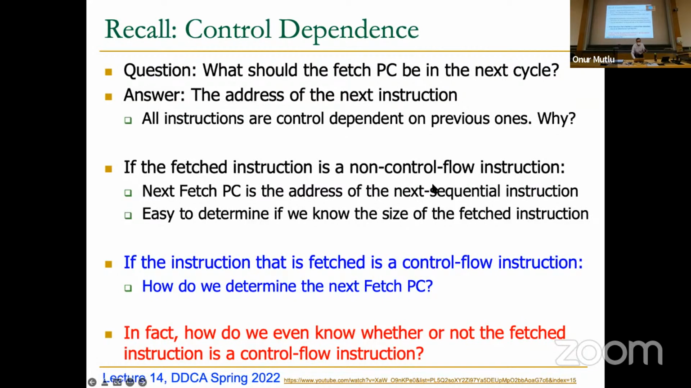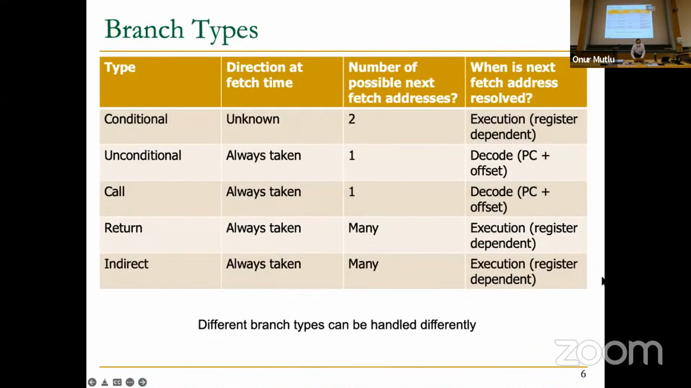Okay, so we're not going to tackle the instruction size problem. We're going to assume fixed size instructions, but we're going to tackle the branch control flow instruction problem. What is the next fetch PC and how do you determine that? So for this you need to recall the branch types also. So there are different branches: conditional branches, unconditional branches, calls, returns, and indirect branches. And this is a classification of the branches. And the key is different branch types can be handled differently.